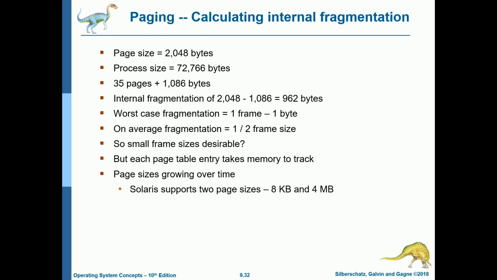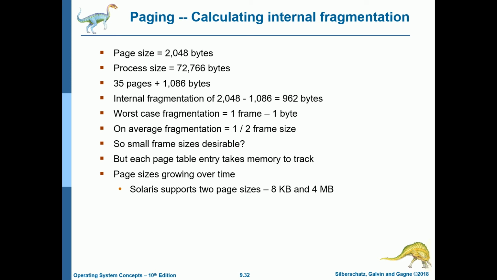As an example, if the page size were 2048 bytes, a process of 72,766 bytes will need 35 pages plus an additional 1,086 bytes. It will be allocated 36 frames, resulting in internal fragmentation of 2048 minus 1086, which results in 962 bytes that are wasted. In the worst case, a process would need n pages plus 1 byte. It would be allocated n plus 1 frames, resulting in an internal fragmentation of almost an entire frame.